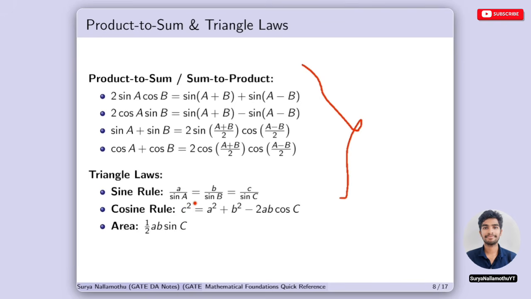For the sine rule, the formula is a by sin a is equal to b by sin b is equal to c by sin c. For the cosine rule, the formula becomes c square is equal to a square plus b square minus 2ab into cos c. There is a chance to get a question on this formula. For the area of the triangle, the formula becomes 1 by 2 ab into sin c. Remember these formulas. There is a chance to get a question in the GATE exam.